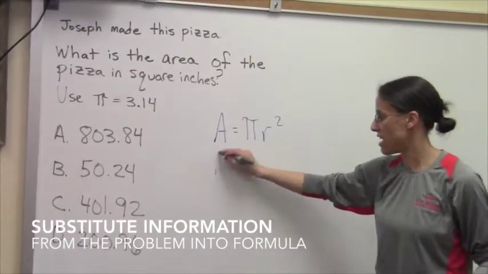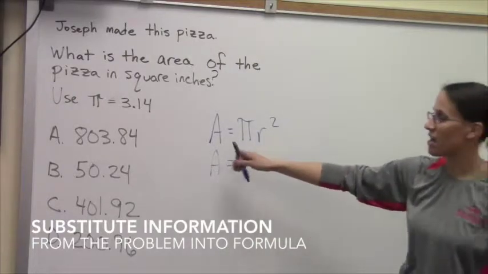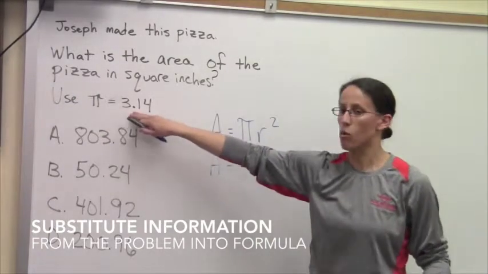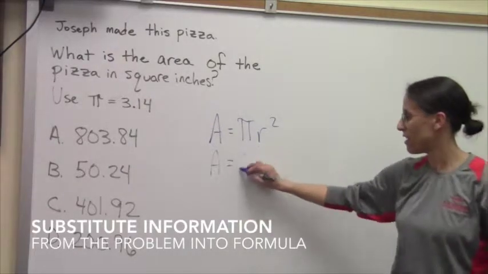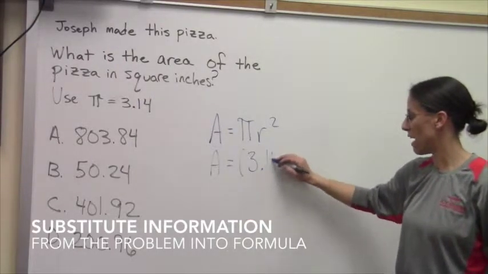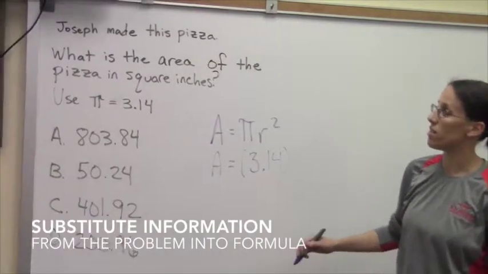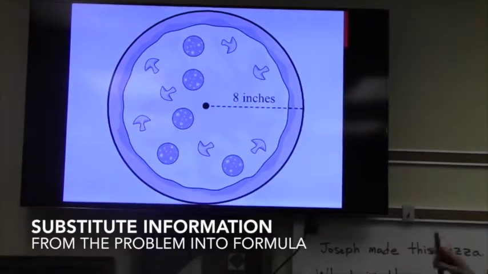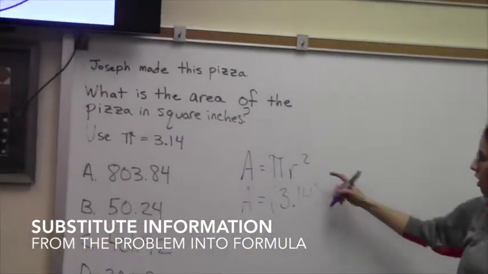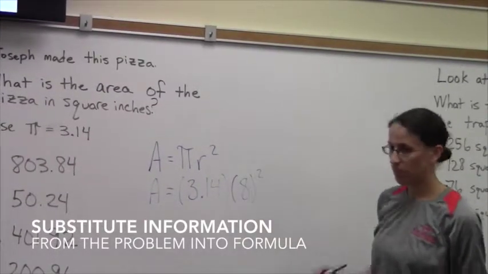So I bring down the A for area because that's what I'm still missing. For pi, it tells me to use 3.14. So anytime I see pi, I'm going to put in 3.14 instead of pi. And then I can look back at my picture and I notice that the radius, which is halfway across the circle, is 8. So instead of r in my formula, I'm going to put 8.